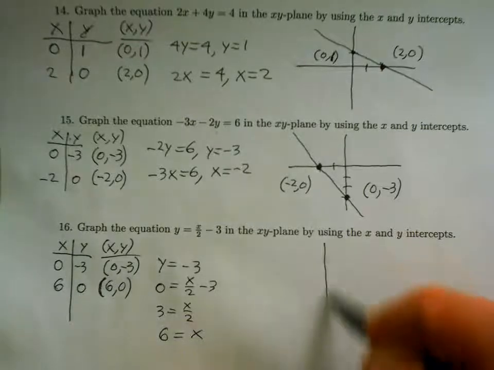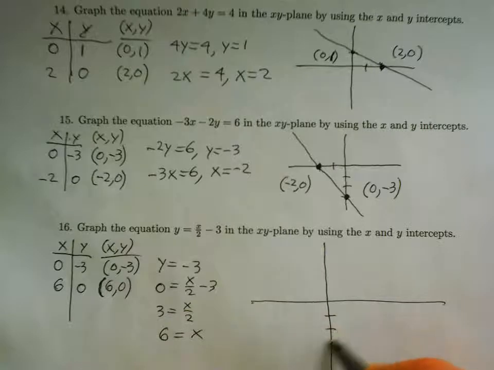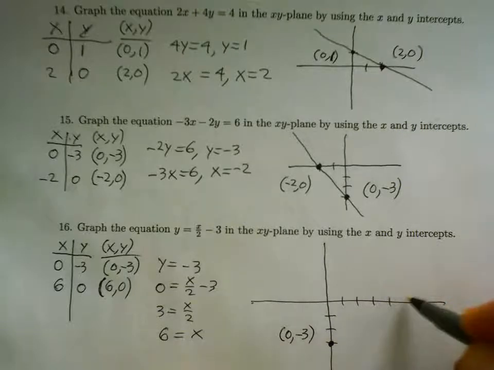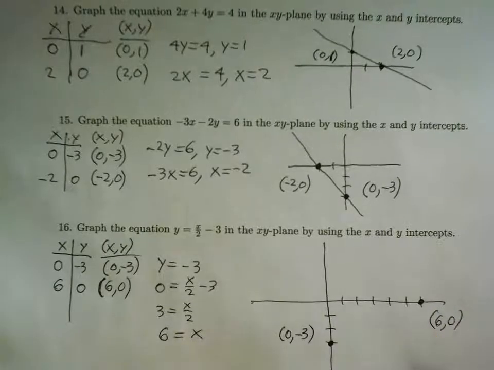Okay, then plot those points and label them. 0, negative 3, the y-intercept. 6, 0, that's the x-intercept. Then you can graph the line. Okay, the next page.